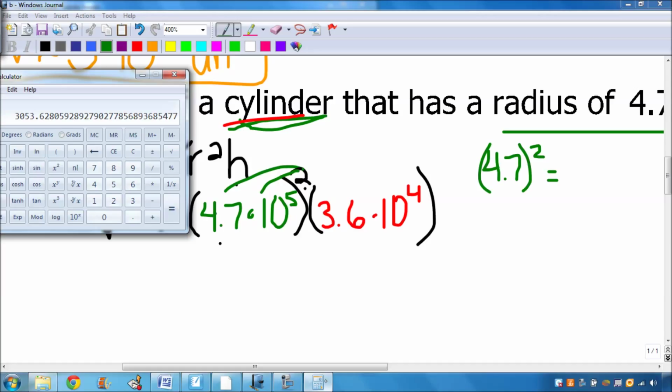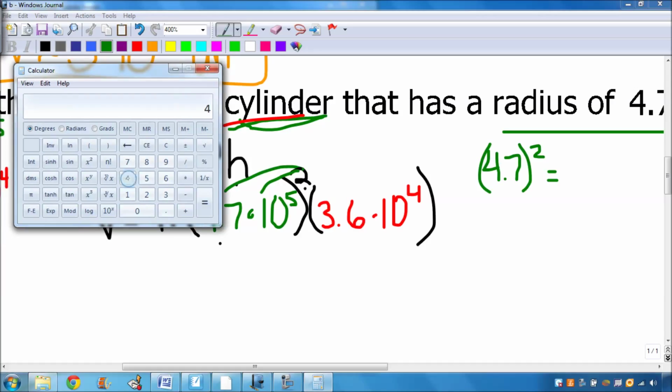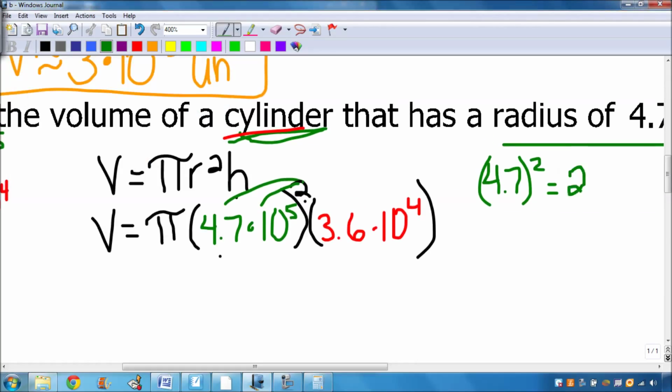Don't forget, you can use the squared button in your calculator. So if I type in 4.7, I can use this button right here, the one with the exponent of 2. There's my squared answer, okay? So I get 22.09. But then I also have to do this part right here, this 10 to the 5th power squared.